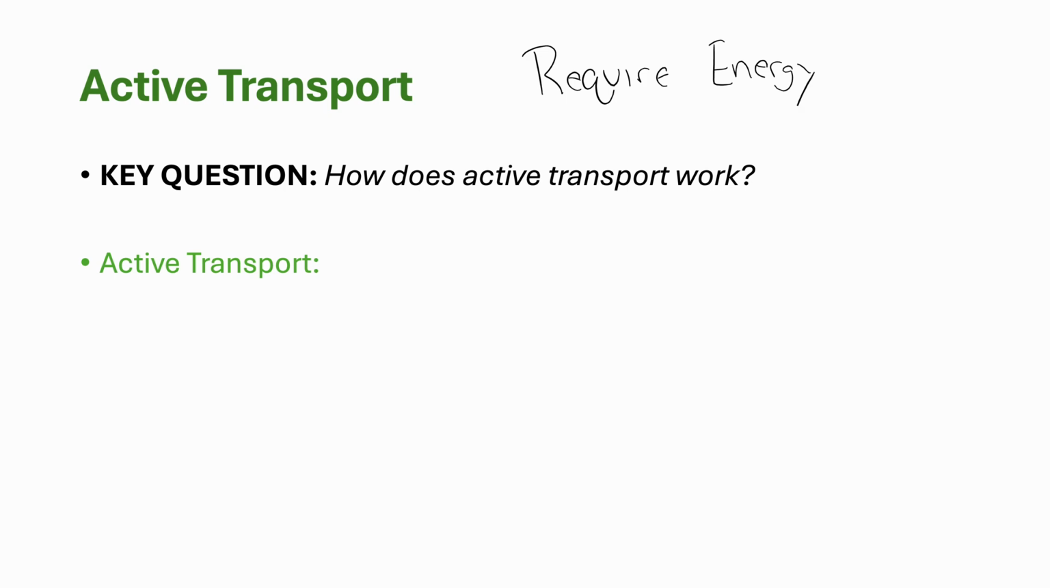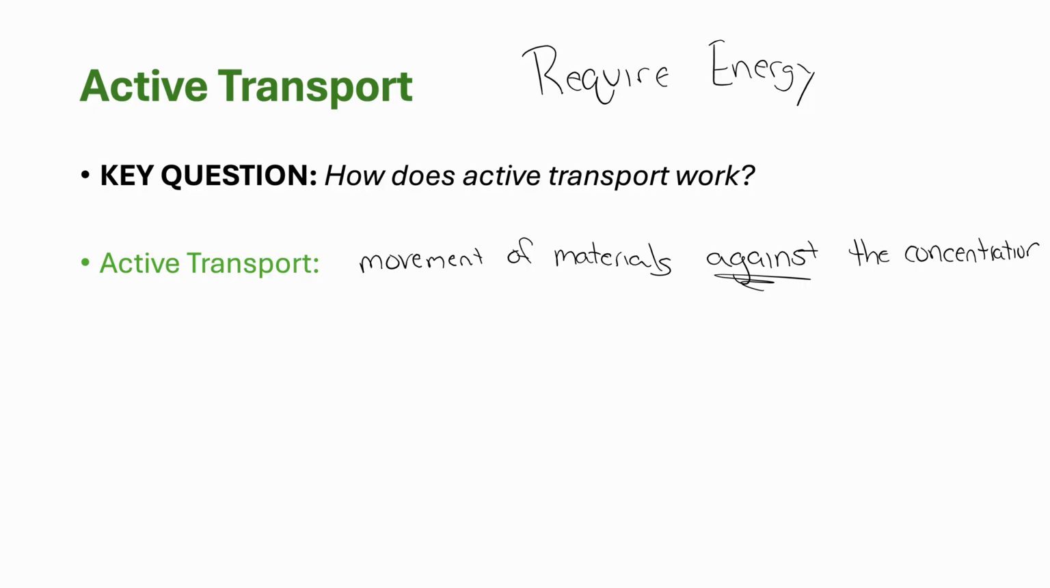So how does active transport work? Active transport is the movement of materials against their concentration gradient. So again, here's the key, it is against the gradient. Since we're going against the concentration gradient, energy is required in order to do so. So when we mean against the gradient, we're moving molecules from low concentration to high concentration. And again, this requires energy in order to get this task done.